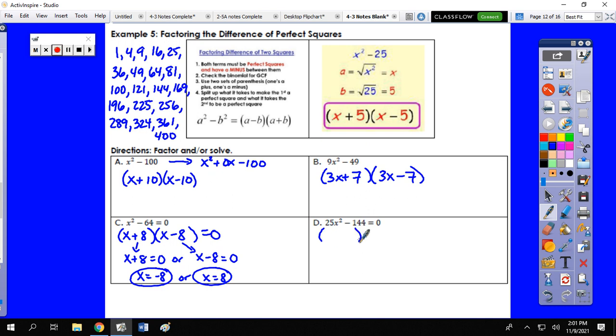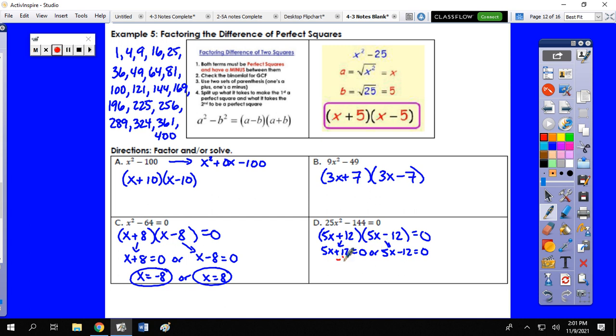On letter D, we would need to factor that. It is again a difference of two perfect squares. The square root of 25x squared is 5x, so our first term in both sets of parentheses is 5x. One is a plus, one is a minus. The square root of 144 is 12. That equals 0. So again, we're going to break that up. We've got 5x plus 12 equals 0. And we've got 5x minus 12 equals 0. Our solution is one of those two equations.